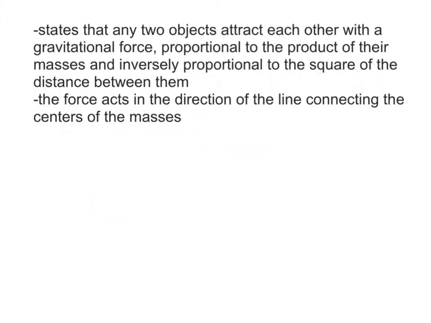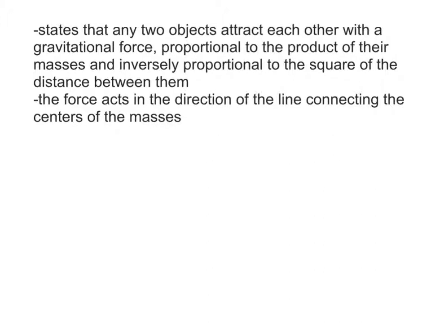It's going to state that any two objects attract each other with a gravitational force proportional to the product of their masses and inversely proportional to the square of the distance between them. And the force acts in the direction of the line connecting the centers of the masses. So in the lab, the simulation that we had done, you had the two objects, you changed their masses, and what you measured was the distance between the centers of those masses.